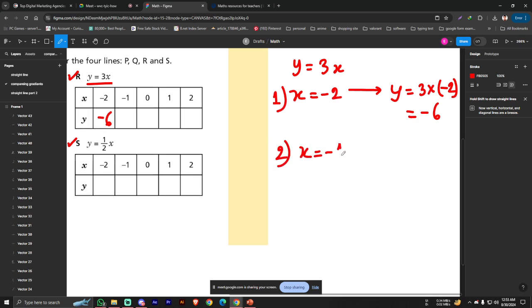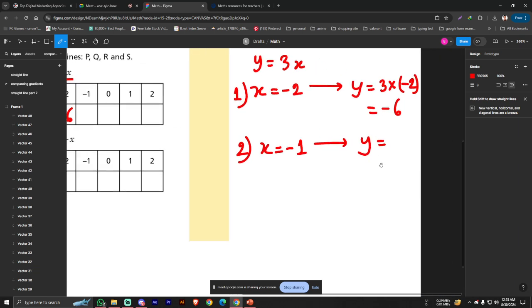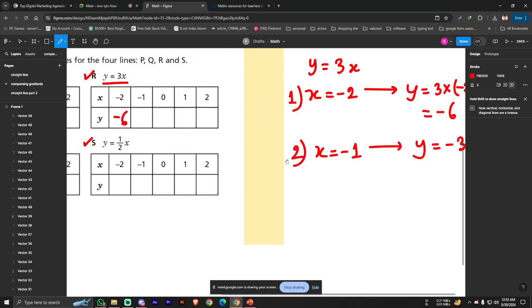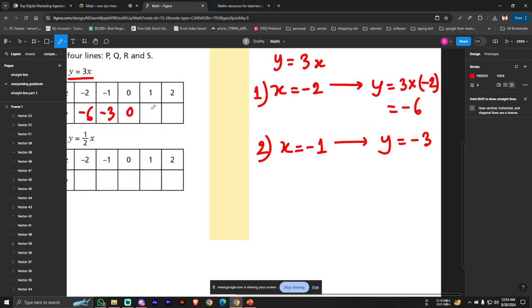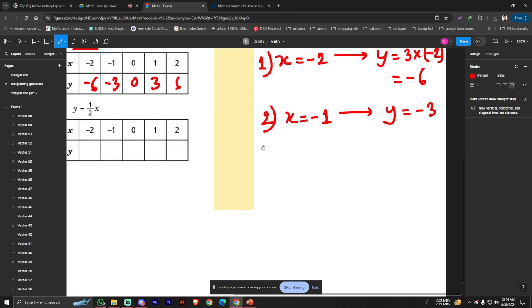I think you get the idea, right? So I'm just going to do it a little bit faster. If we put -1, how much will it be? 3 times -1 is -3. And 3 times 0 is 0. 3 times 1 is 3. 3 times 2 is 6. Yes, so the rest are 0, then 3, then 6, right? So this one is easy.